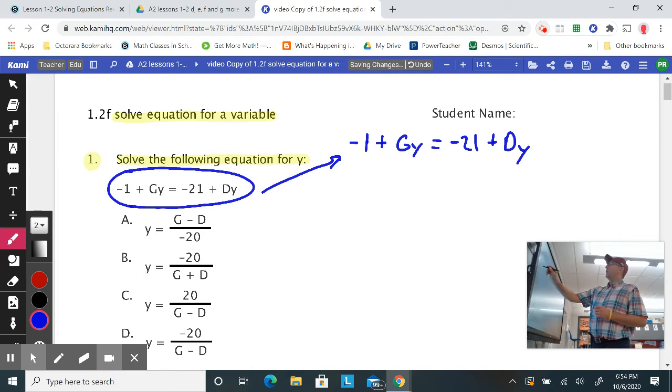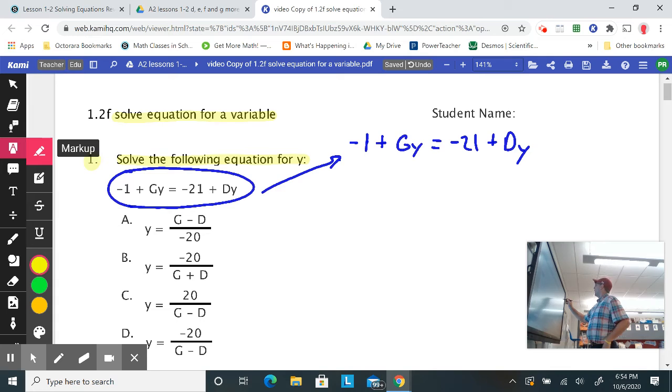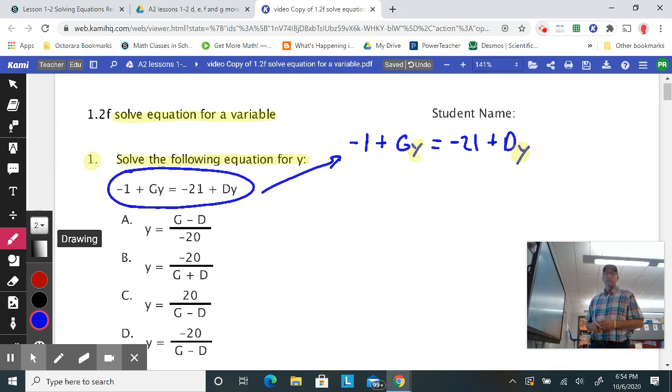And I'm going to highlight the variable y. Our goal is to get the y by itself. But notice the y is on both sides of the equation. So I need to get the y's on one side or the other. And notice the coefficient with the y on the left is g, and the coefficient on the right is d. No big deal. They're also variables. They represent numbers. I am going to move the y's to the left side.